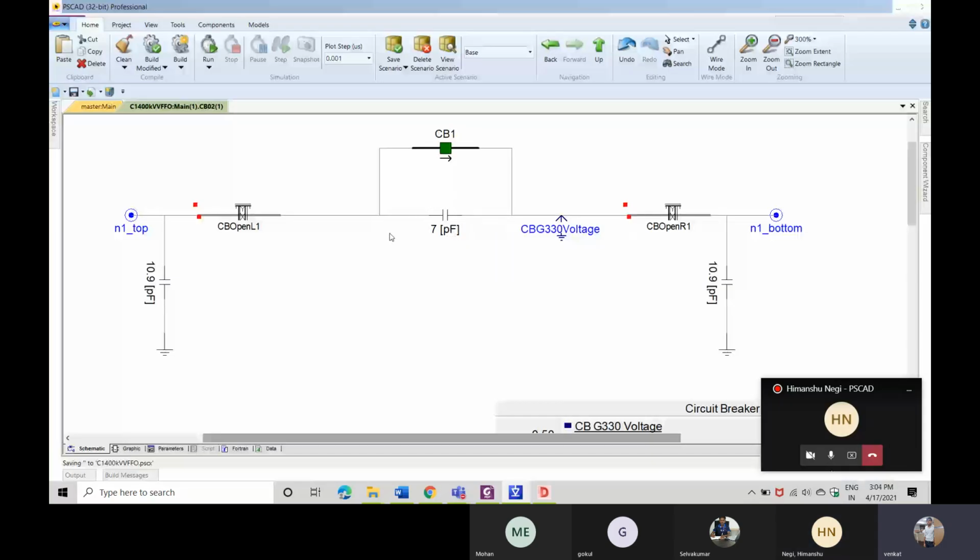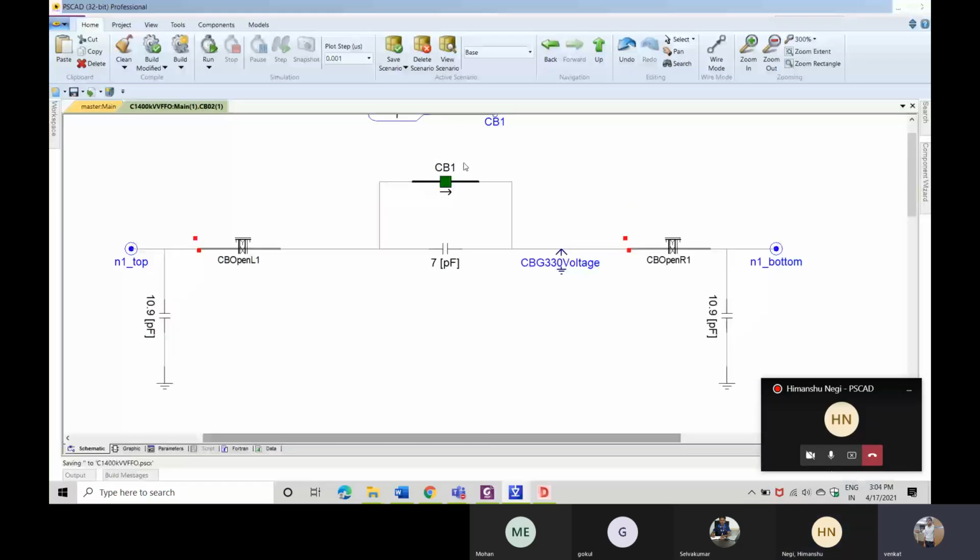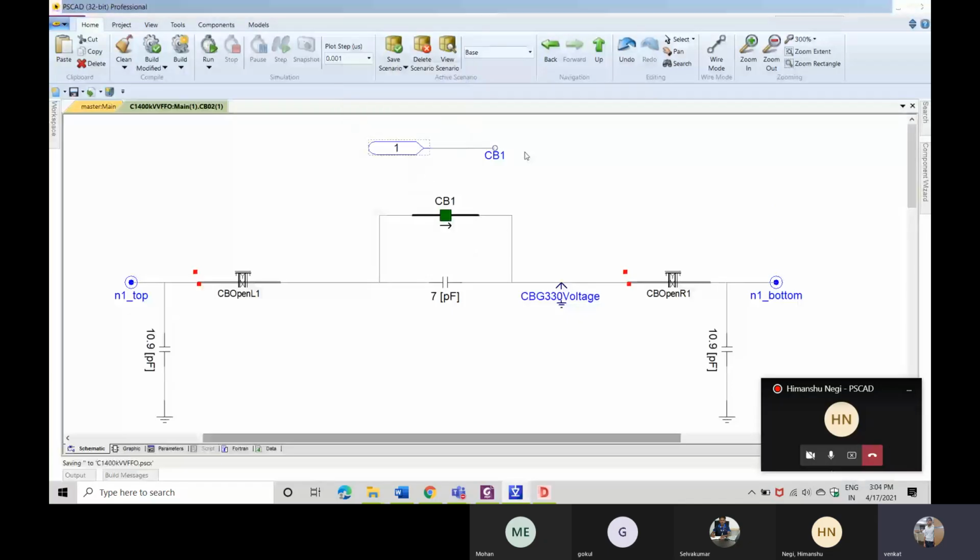And if we want to bypass this capacitor, like if you are going to put this circuit breaker in a closed condition, for this we have used this bypass circuit breaker. Okay, if I just put 0 here, then it will be bypassed.